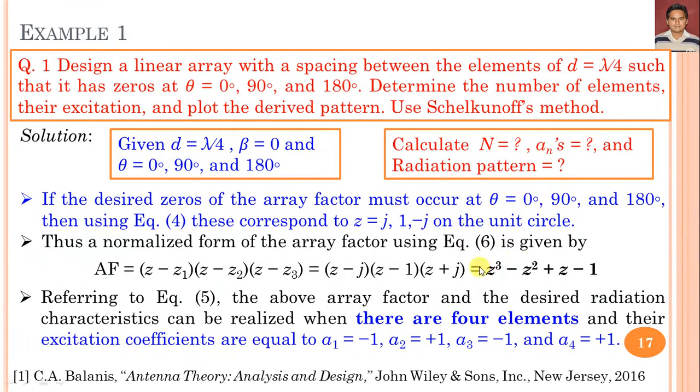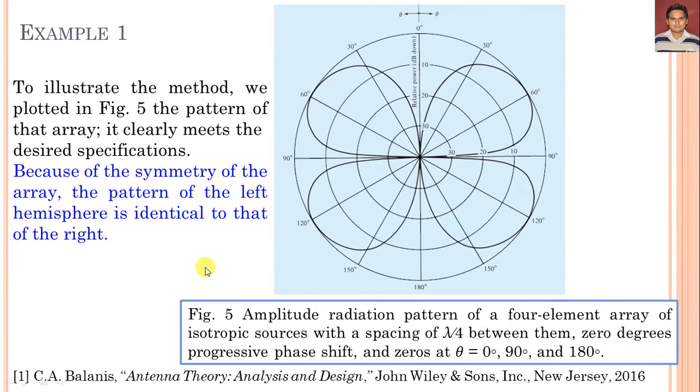So depending on the order, we can calculate the number of elements, and their excitation coefficients are a1 equal to minus 1, a2 equal to plus 1, a3 equal to minus 1 and a4 equal to plus 1. So we have calculated the number of elements, their excitation coefficients and their array factor, and further we have drawn the amplitude radiation pattern for a 4 element array of isotropic sources with spacing d equal to lambda by 4 between them.